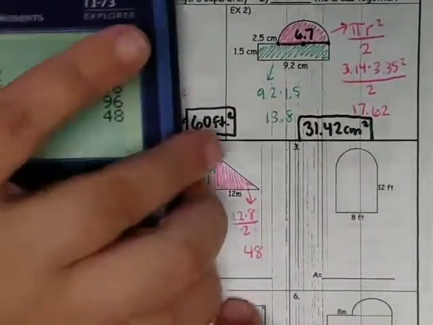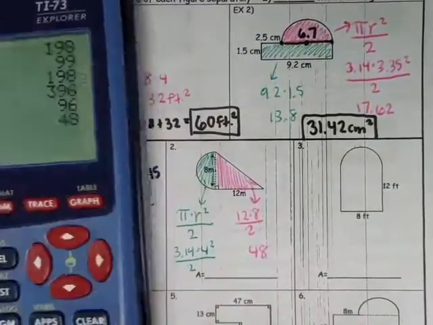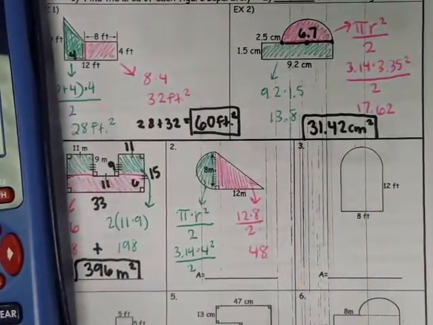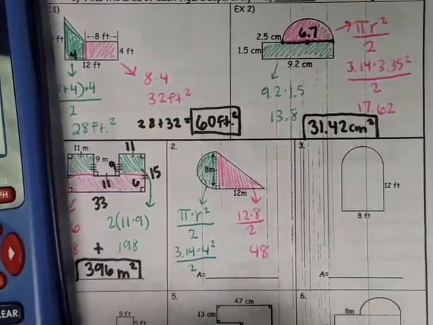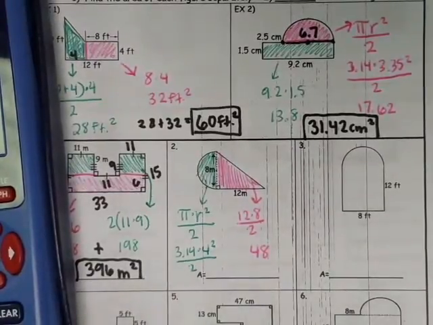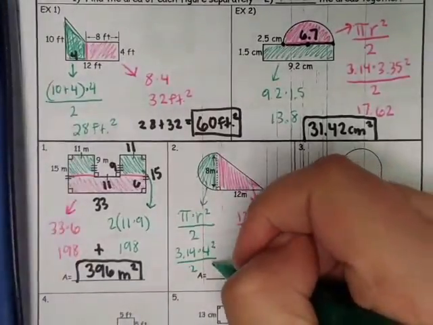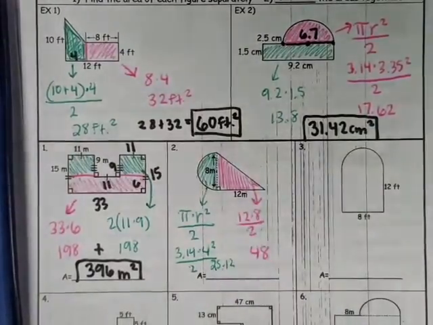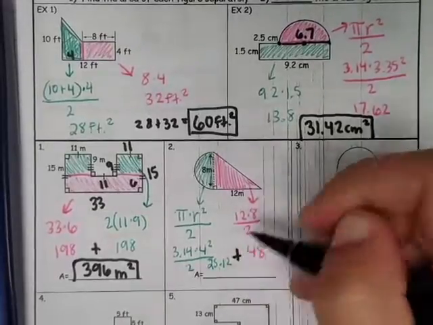The circle, I'm going to go ahead and type in the calculator. So 3.14 times 4 squared, and then all that divided by 2 because it's half of a circle. So I get 25.12, and then I'm going to add those 2 areas together.